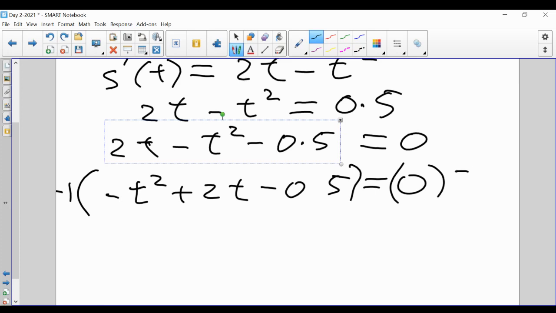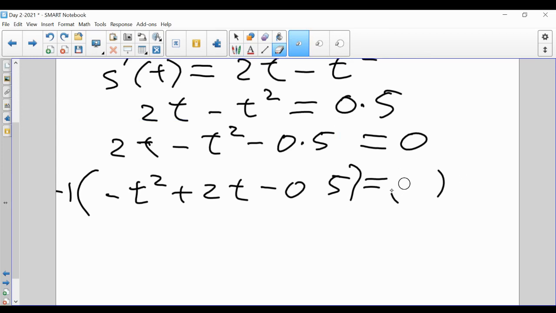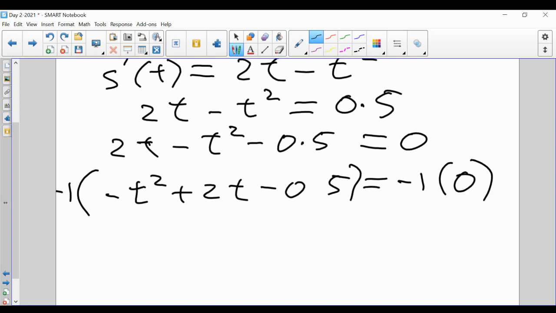I don't want it to seem as if I'm subtracting 1 from this. I want to multiply by minus 1. So let me make that more obvious. Let me put the minus 1 in the front and then the 0 behind it. Well, clearly the right-hand side is still going to be 0 because multiplying 0 by anything is still 0. But the beauty of what we've just done is kind of the same thing that Alexander is suggesting, factoring out the minus 1. Multiplying by minus 1 makes this become positive t squared minus 2t plus 0.5.